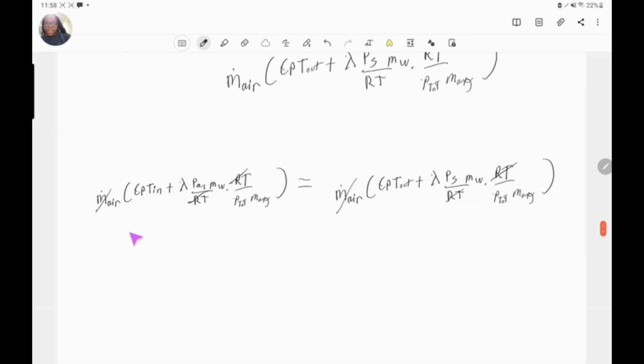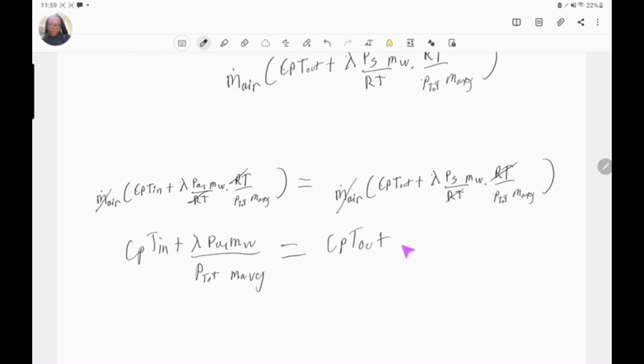And that's going to leave us with our specific heat times our temperature in, plus heat of vaporization times the molecular weight of water over our total average molecular weight, equal to our specific heat times temperature out, plus heat of vaporization.